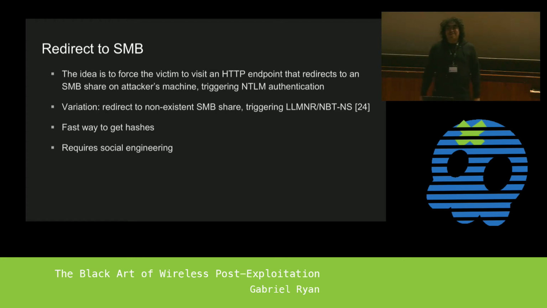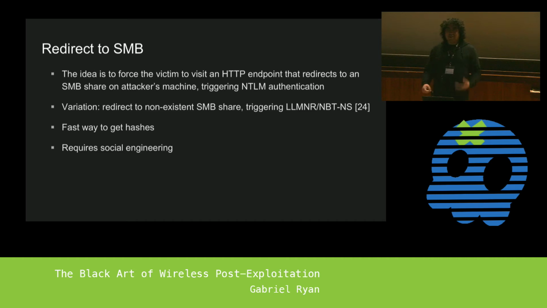Okay, so the way a redirect to SMB attack works is that you essentially trick a victim into visiting an HTTP endpoint. You provide them with a URL, they click on it, and this URL will take them to a specially configured web server that you are running. This web server is designed to do one thing and one thing only, and that's redirect all HTTP traffic to an SMB share on the attacker's machine. So in other words, the victim clicks the link and they're taken to this HTTP server. The HTTP server gives them a 302 redirect to an SMB server that you're running that requires authentication. This forces the victim's browser to authenticate with your SMB server.